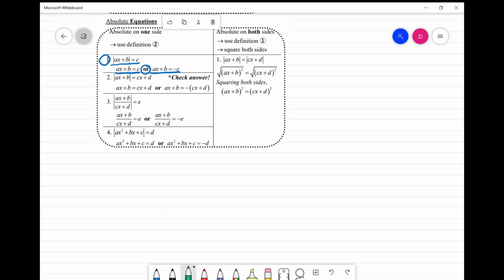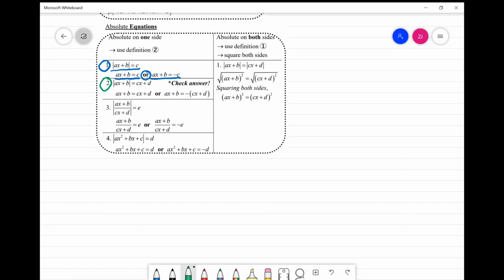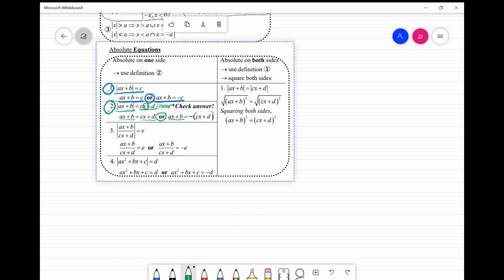For the second type of equation, we have absolute of ax plus b equals cx plus d. If you notice, the difference between the first and the second type is that we have a linear function on the right hand side. So we have this variable x without the absolute. How do we solve this absolute equation? Again, we split into 2 by using the definition. It will be ax plus b equals cx plus d, or ax plus b equals negative of cx plus d.